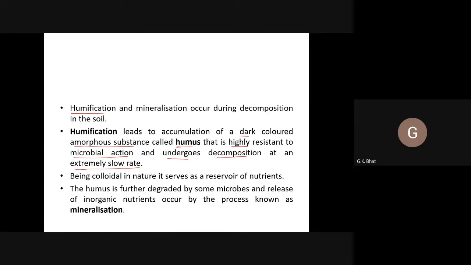Humification leads to accumulation of a dark colored amorphous substance called humus that is highly resistant to microbial action. Bacteria and fungi have already acted upon that, and it has resulted in the humus amorphous substance. There is no form. You can't make out the dead remains of the plant or the animals, because it has become humus. What is the peculiarity of that? It is highly resistant to microbial action. Once it is formed perfectly, it undergoes decomposition at an extremely slow rate.